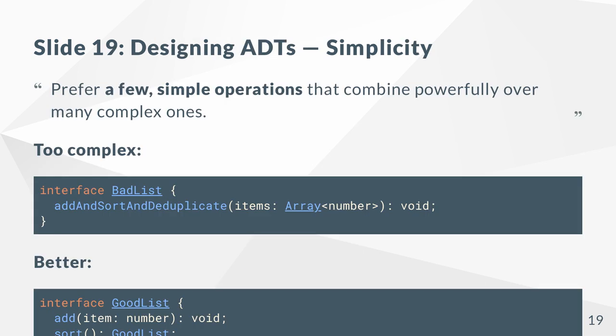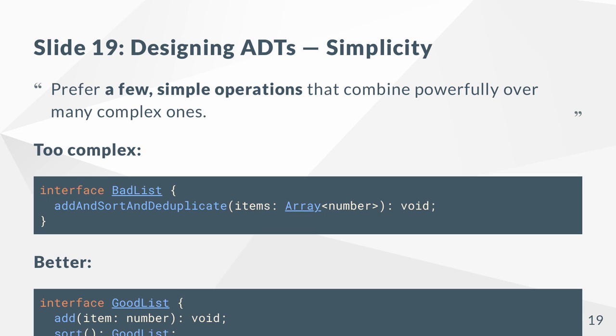Now that we understand what ADTs are, let us talk about how to design them well. The first principle is simplicity. A good ADT should have a small number of simple operations that can be combined in powerful ways. Consider a bad design, an interface with a single method called add and sort and deduplicate. This method tries to do three things at once.